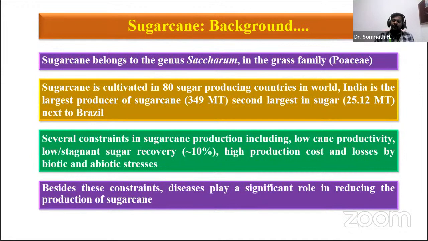There are several constraints in sugarcane production in India, that include low cane productivity, low or stagnant sugar recovery, that is approximately 10%, high production cost, and losses due to biotic and abiotic stresses. Besides these constraints, diseases also play an important role in reducing the production of sugarcane.